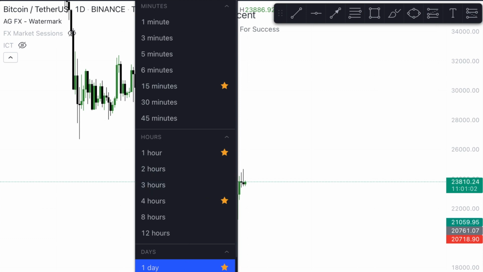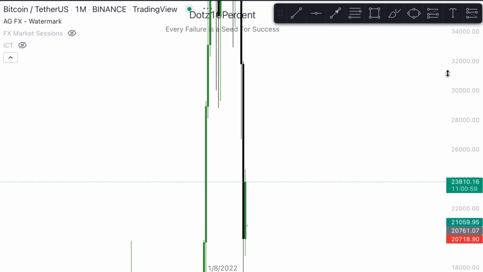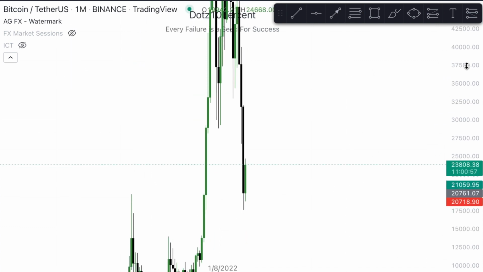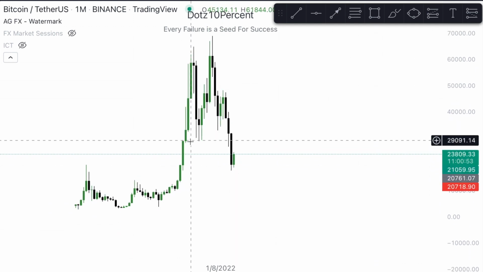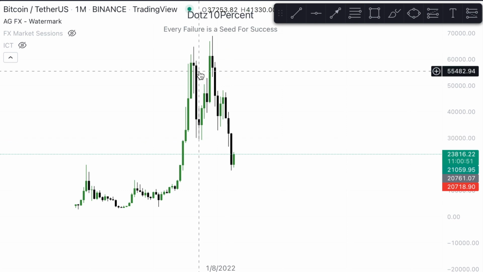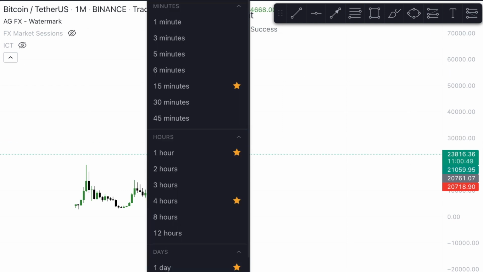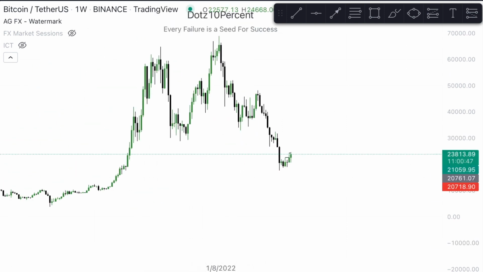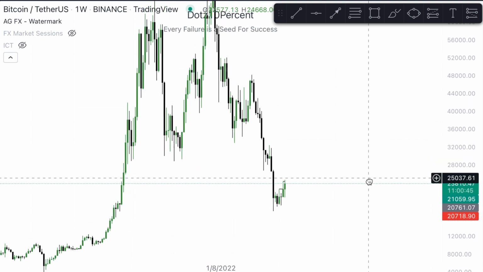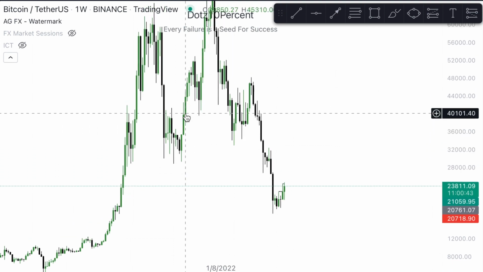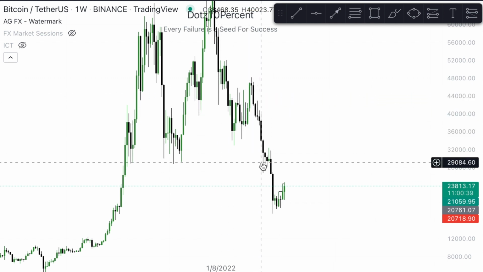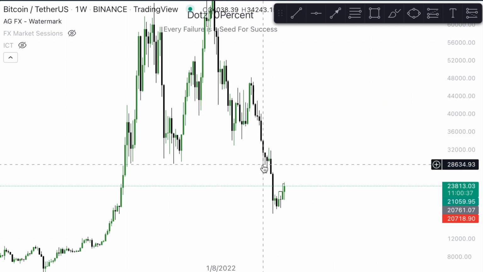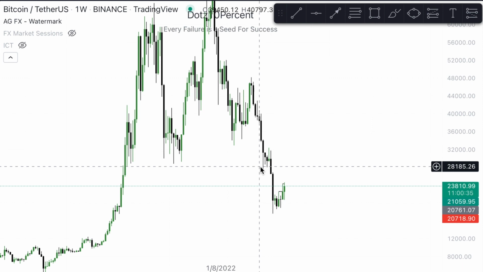If we come up to our monthly, this doesn't look like an uptrend to me. This looks like we had a market structure shift once we broke this, right? Even on our weekly, what does this look like? It looks like we had a market structure shift once we broke this low. And since then we've been heading bearish. There's not even been any nice retracements, you could say.